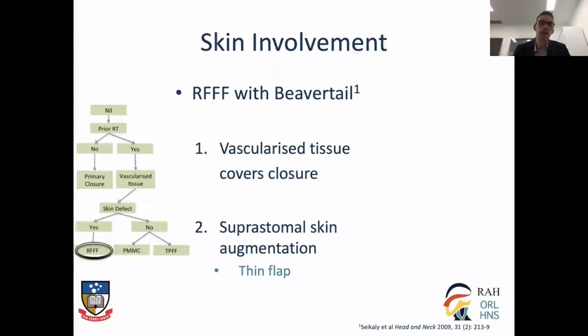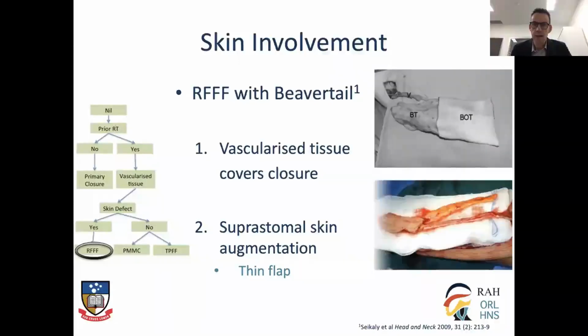If there's overlying skin involvement, then I like to use the radial forearm with a beaver tail, where a skin paddle is taken and then fat overlying the brachioradialis and flexor carpi radialis are also taken as part of the flap. And this has been described for a number of different indications, but again, we can see on this bottom flap here where we have a skin paddle and then a beaver tail of fat. And so what I do with this is to augment the suprastomal skin with the skin paddle and then run the beaver tail of vascularized tissue up over the pharyngeal closure, and that gives a really reliable result as well.